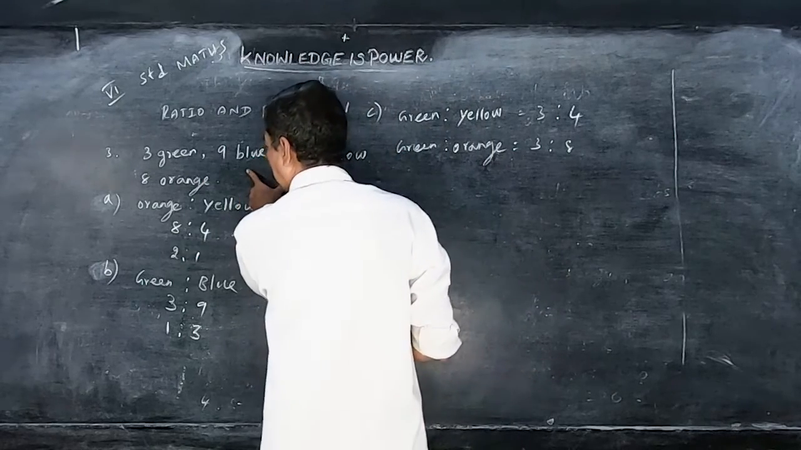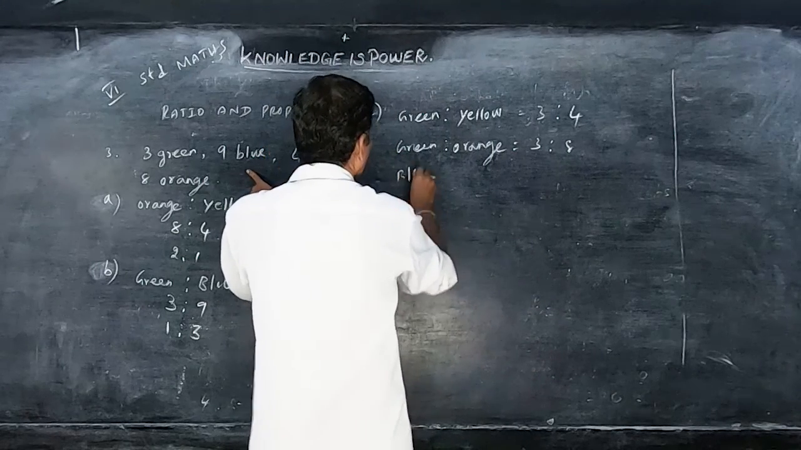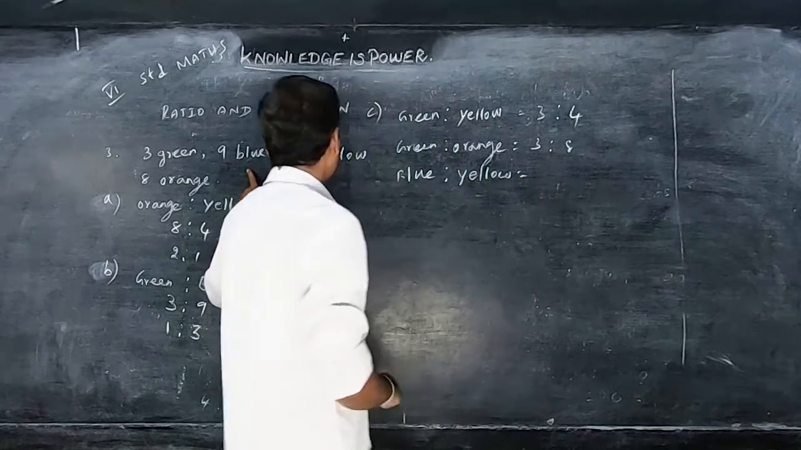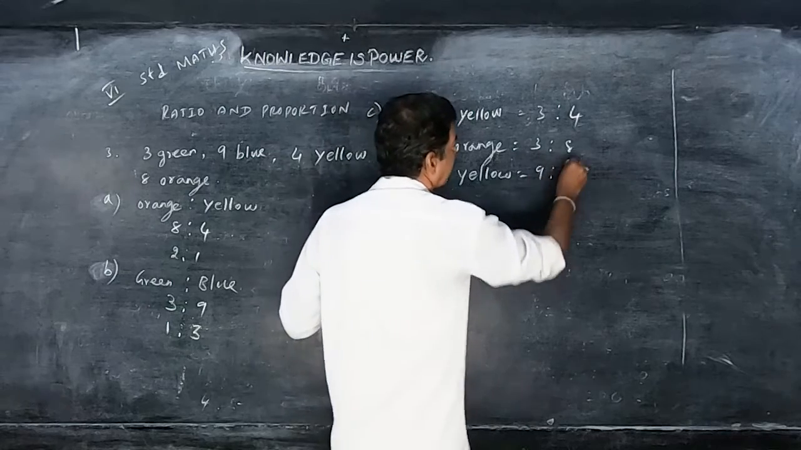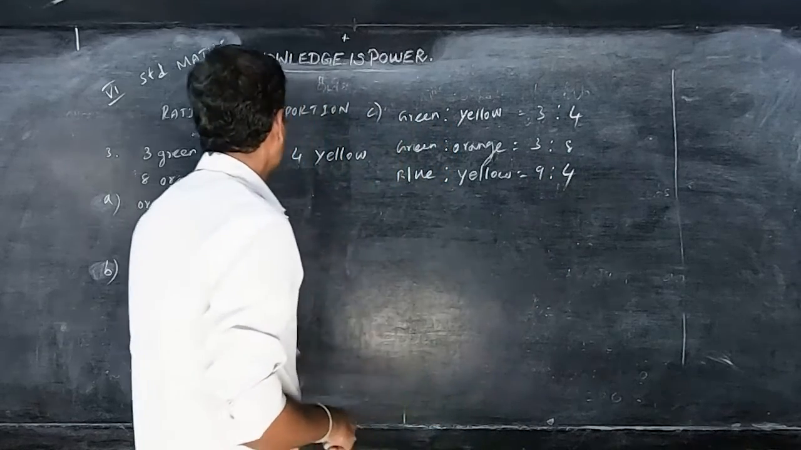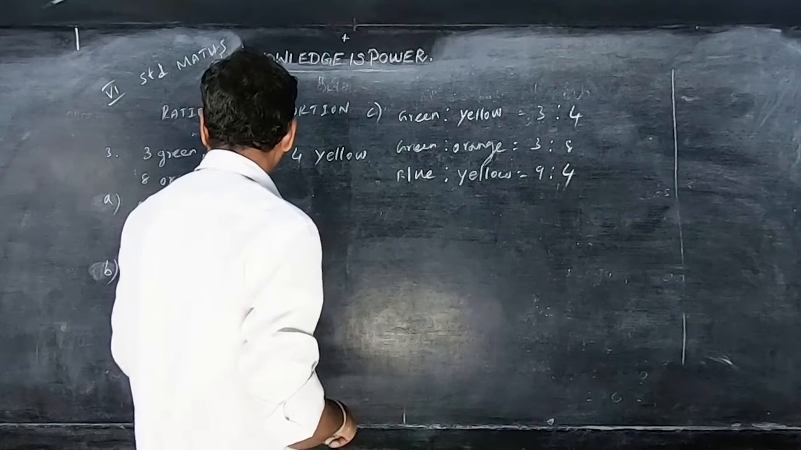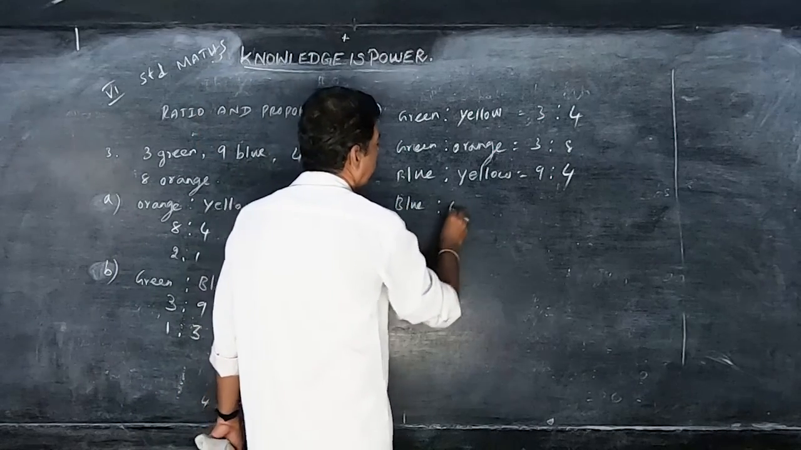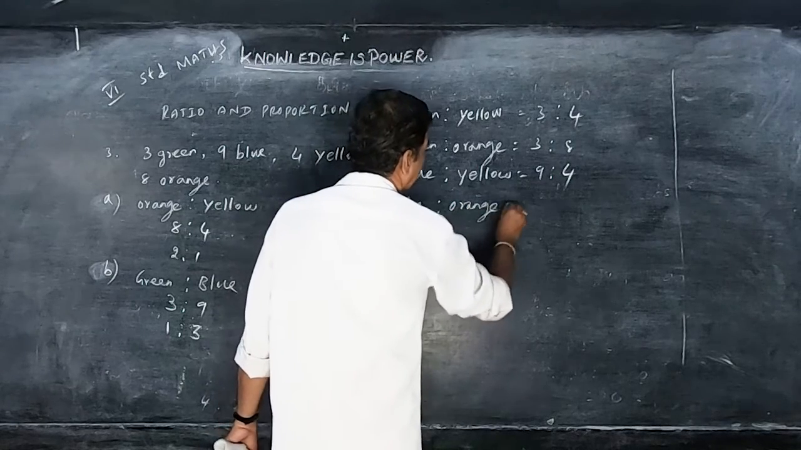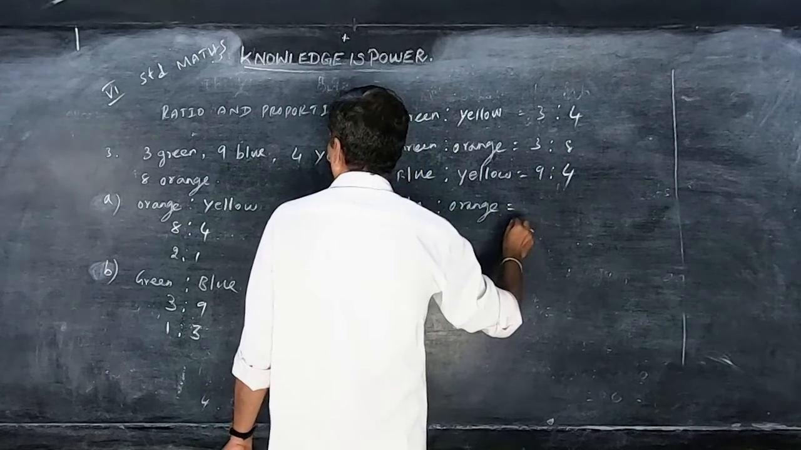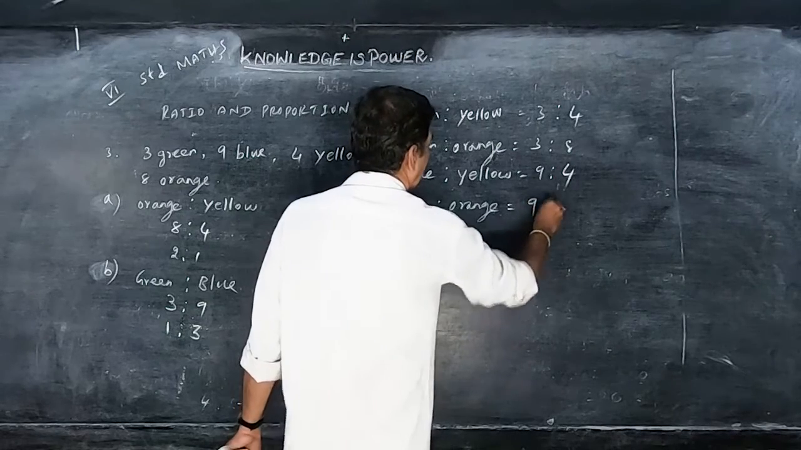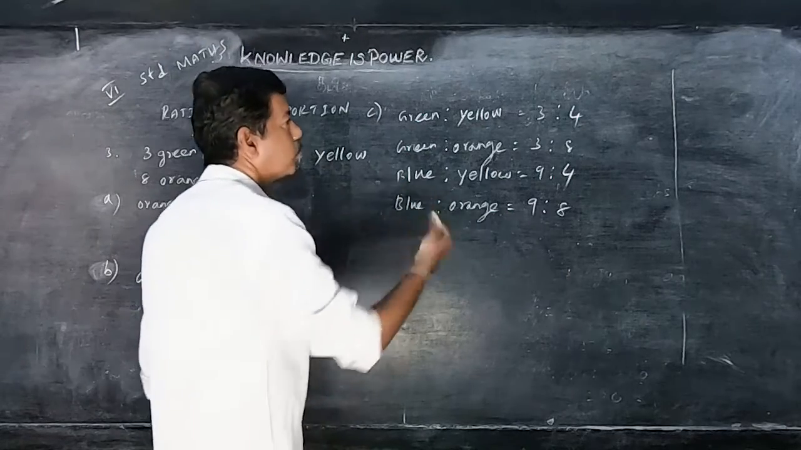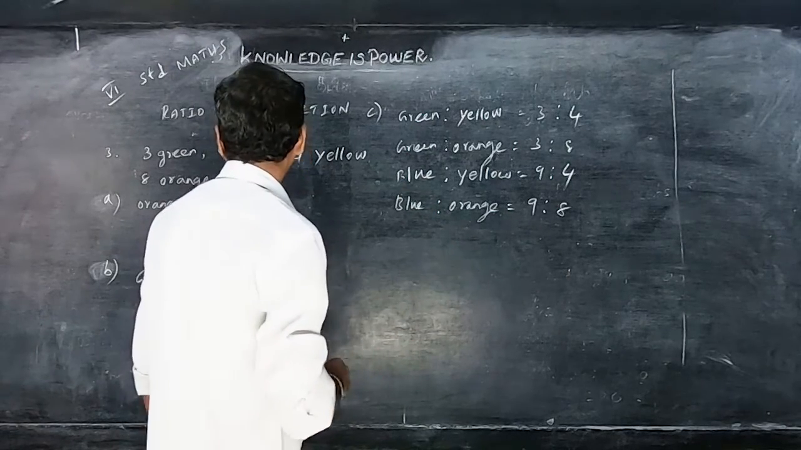Next, blue with yellow. So what will we get? 9 is to 4. Then blue with orange, blue is to orange. Blue is what? 9. Orange is what? 8. 9 is to 8. So these cannot be reduced. Keep as it is. Okay.